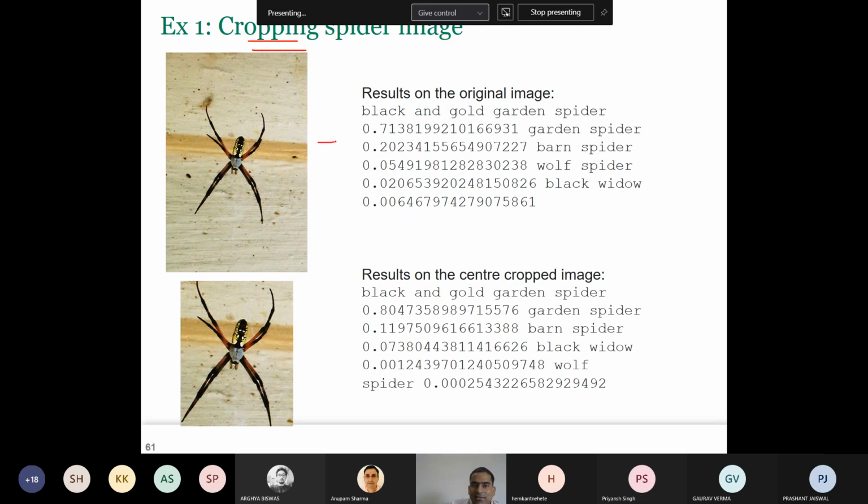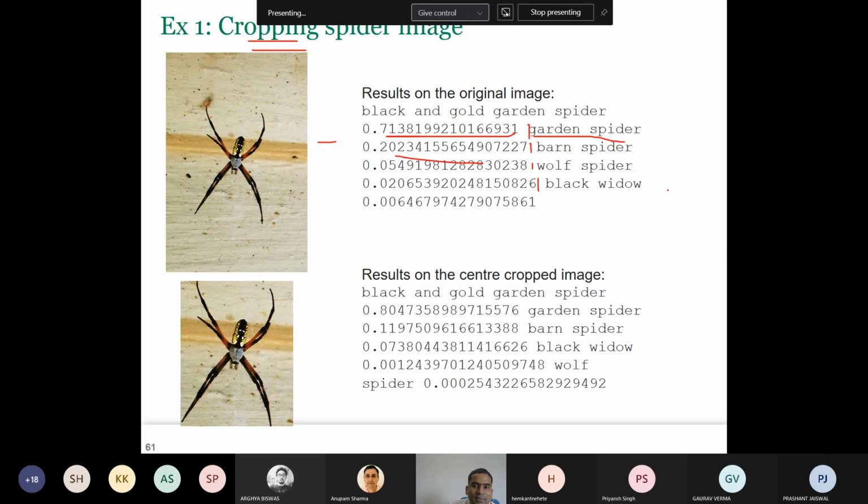So here, this is the result on the original image. The confidence that this image is a black and gold garden spider is shown here. The more the confidence, the more we are showing the result. Our confidence that this is a black and gold garden spider is 0.71. It is just a garden spider is 0.2.